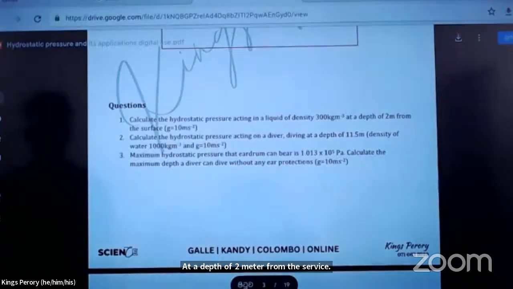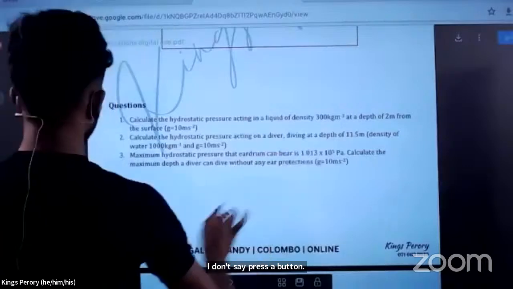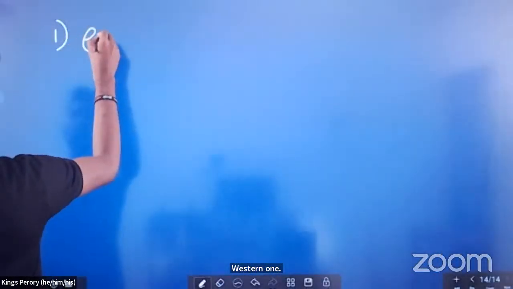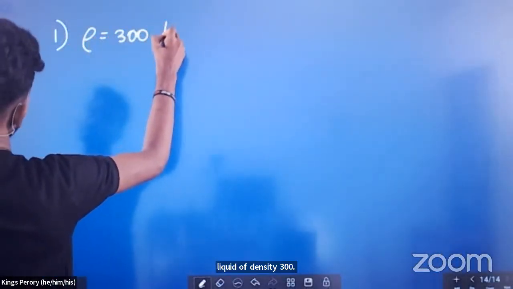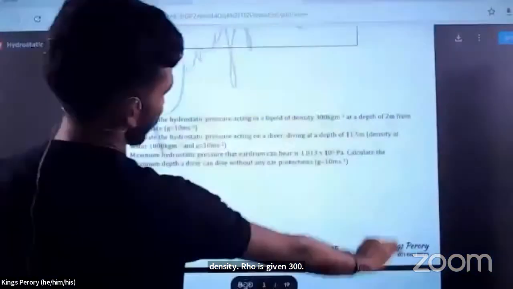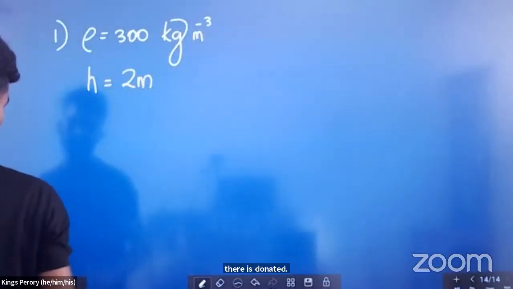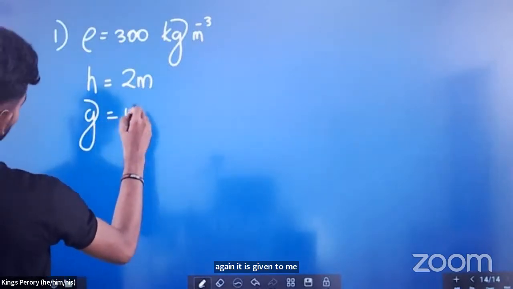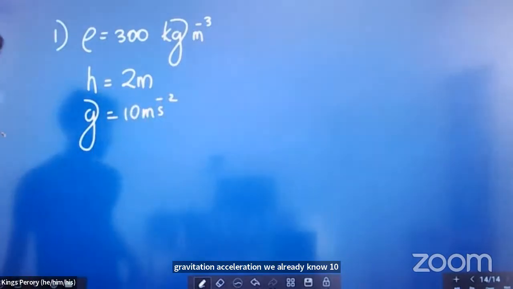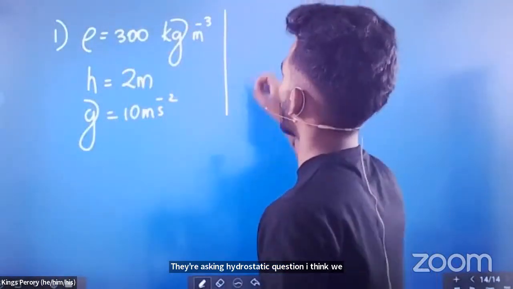See how I do, first see how I do. Hydrostatic pressure part, Question 1. Liquid of density 300. Density rho is given 300. Unit for density is kilogram per meter cube. These are grade 9 work. Depth is 2 meter, h is given 2 meter. Gravitational acceleration we already know, 10 m s to the power minus 2. They are asking hydrostatic pressure, nothing big. You can do it in the mind itself.